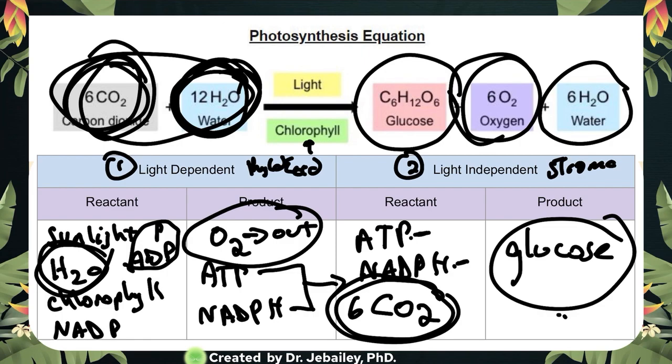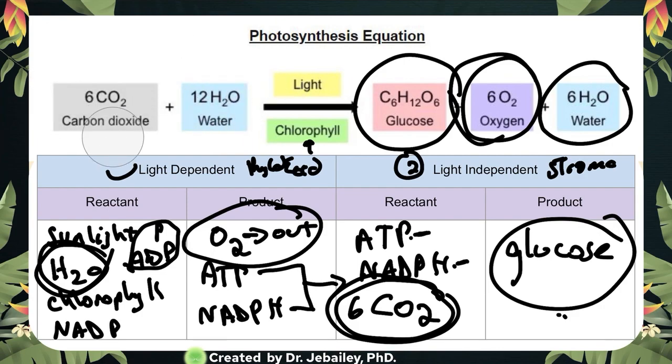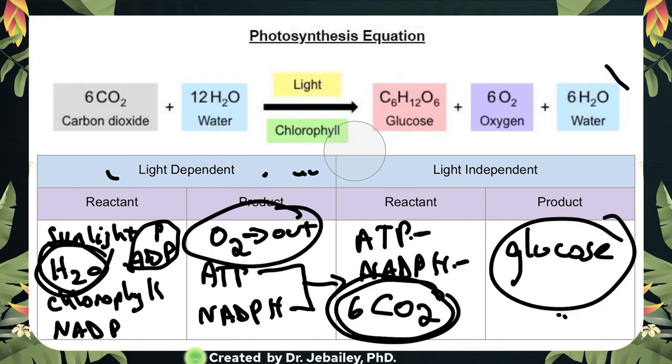So the summary is on the top, but you can split the summary right here. And you can clearly see that you have the light dependent, which is the first reaction, and the light independent, which is the second reaction. And you can see here what are the reactants and products for the light dependent, and what are the reactants and products for this one.